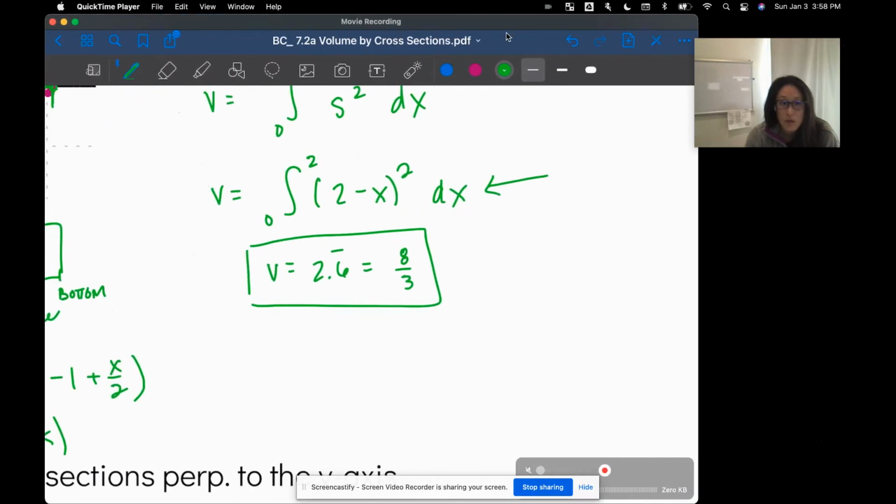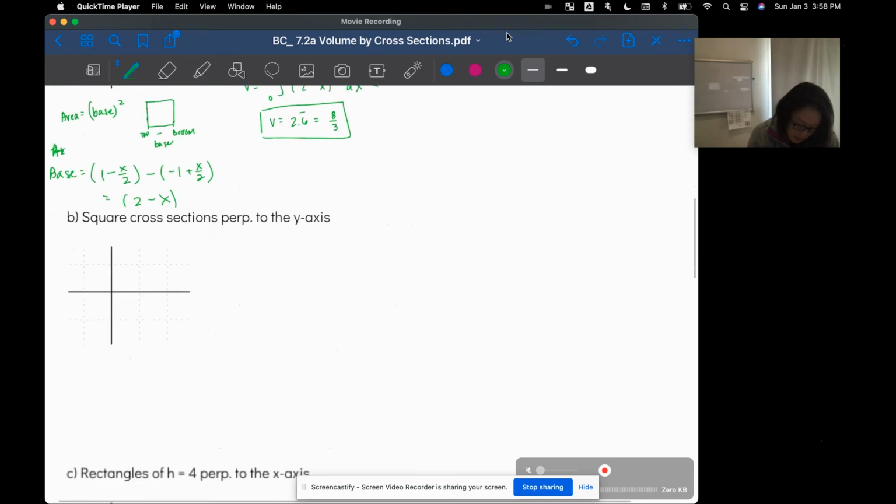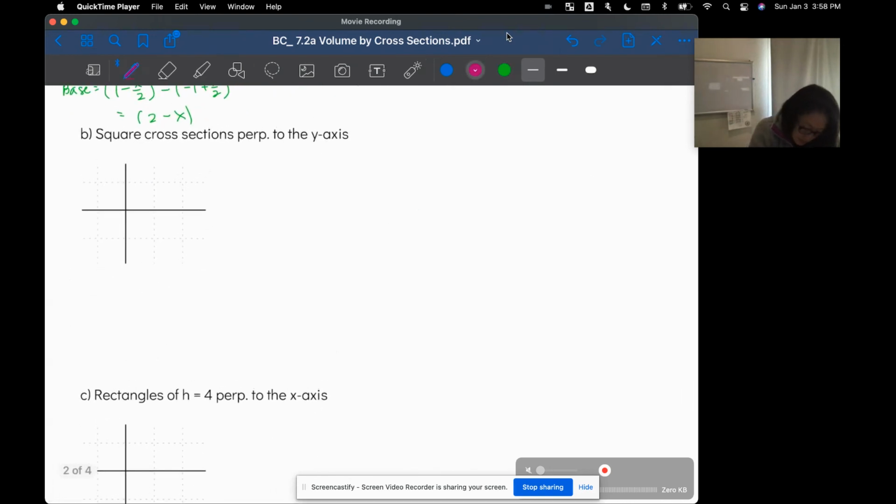Let's do a few more, like a lot more. So we're going to use the same bounds. But this time we're going to make square cross sections that are perpendicular to the y-axis. So that means that the base of the square is going to go horizontally like this, and it's going to pop out like that. Okay, so I can see that the base this time is going to be the right curve minus the left curve.